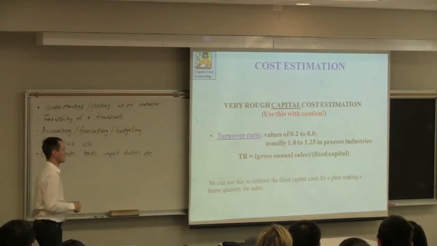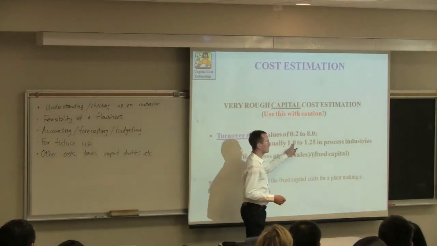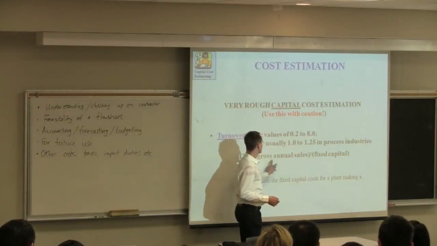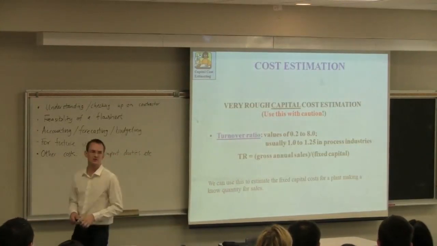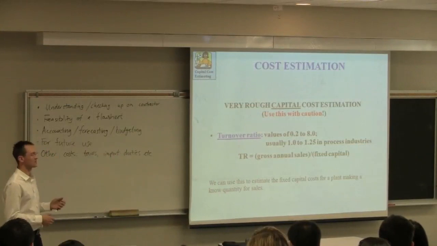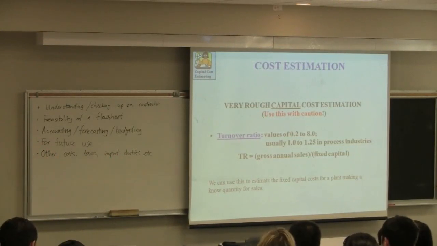In the chemical industry, that number is closer to 1. So it's an easy figure to work with. If you can estimate what the gross annual sales would be, take that dollar figure as a rough estimate of what the fixed capital cost would be. But this is an extremely crude estimate. I cannot emphasize this enough.